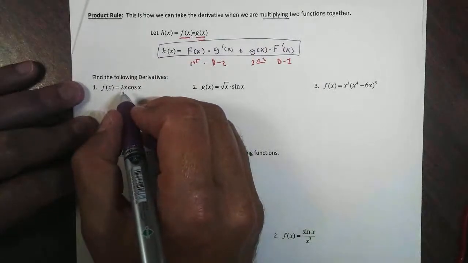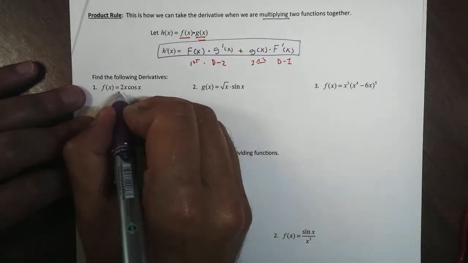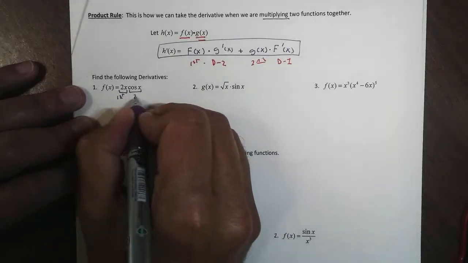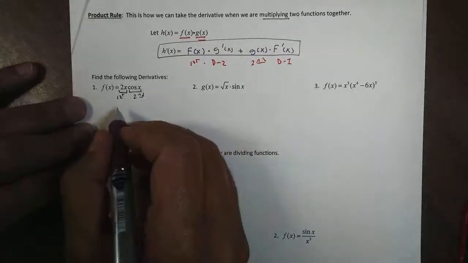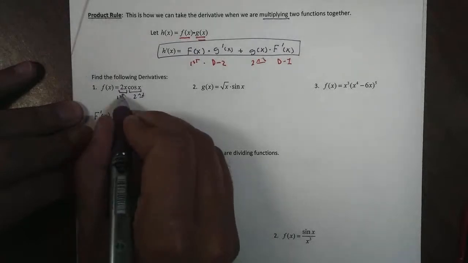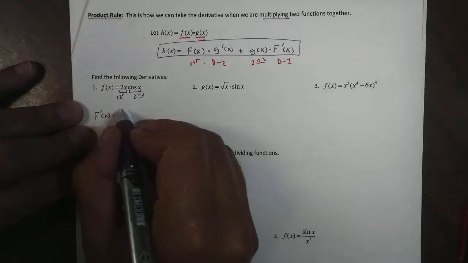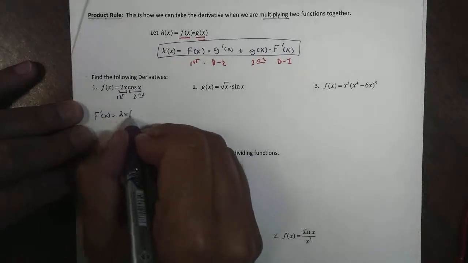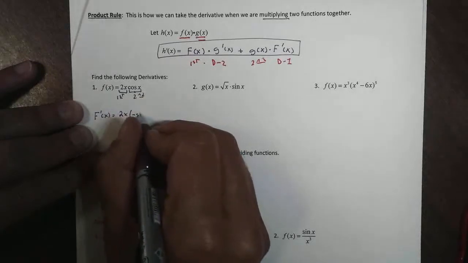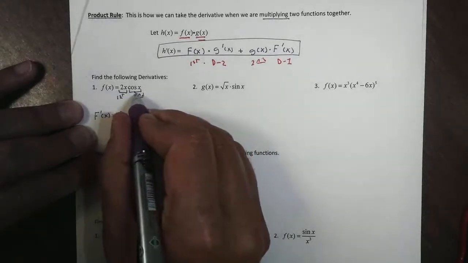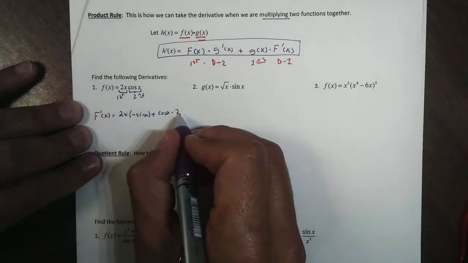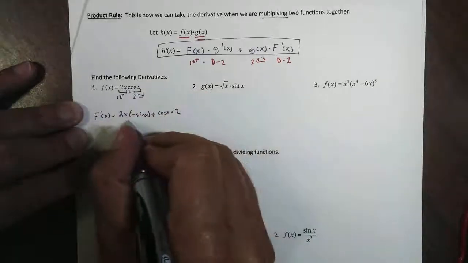Example 1, it has two functions. We have 2x, there is my first function, and we're multiplying that by cosine of x. And we want to do the derivative. We're going to write down the first function, 2x, times the derivative of the second. Well, what's the derivative of cosine? We know that is negative sine of x. Plus, now we're going to write out the second function, cosine of x, multiplied by the derivative of the first, which is 2. And you can leave it like this, that's okay.